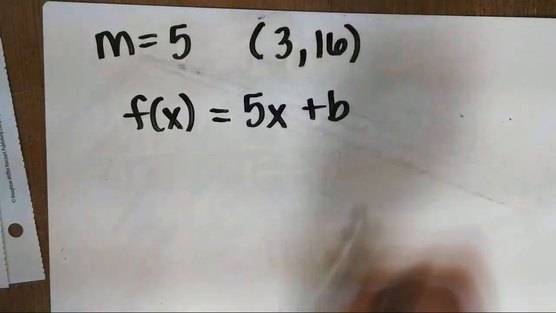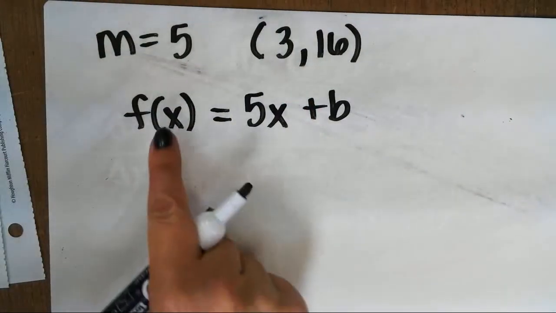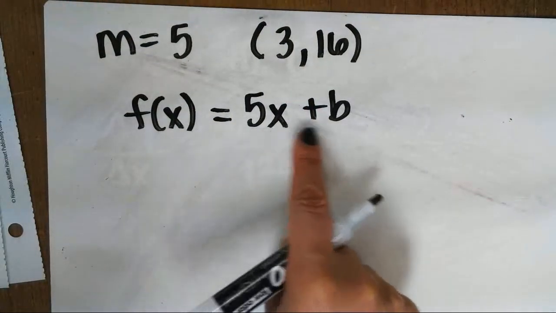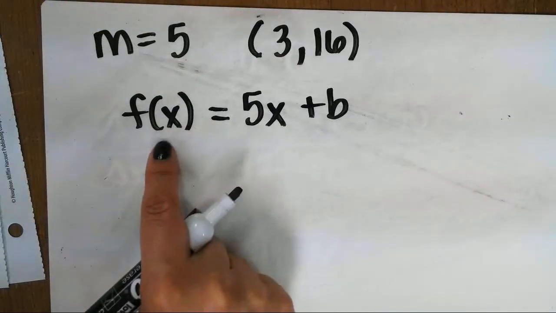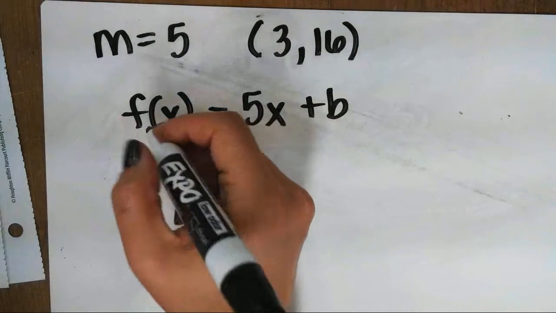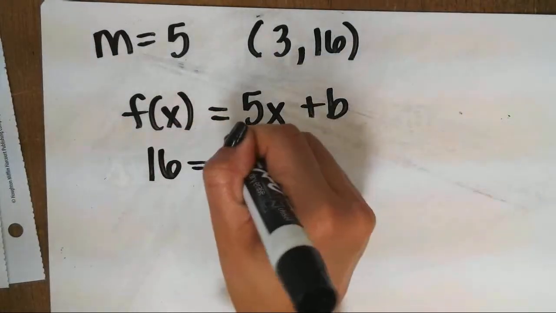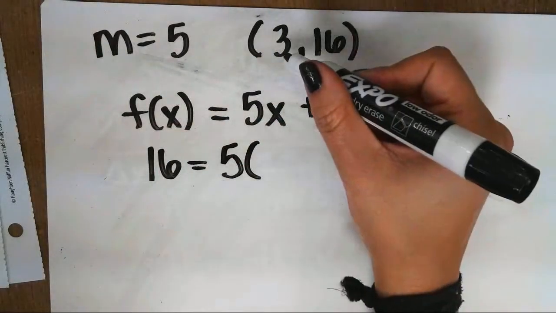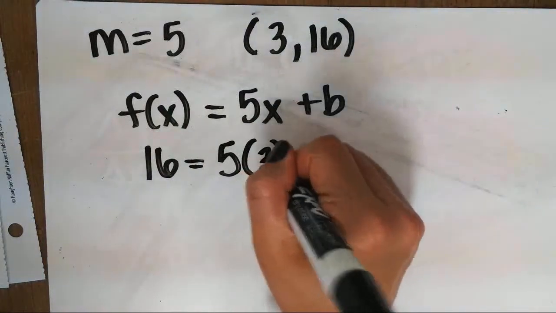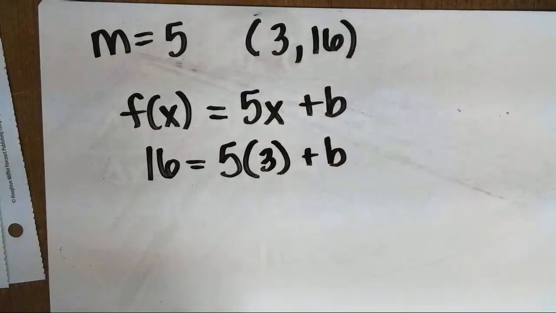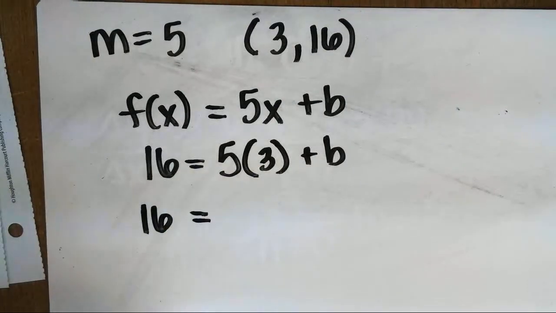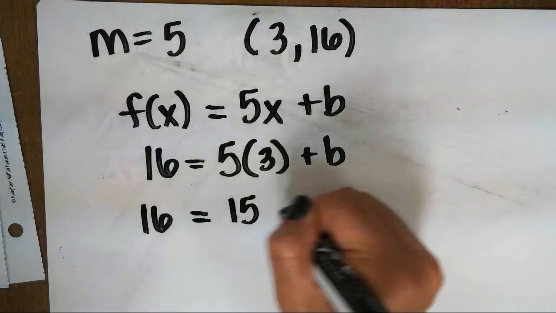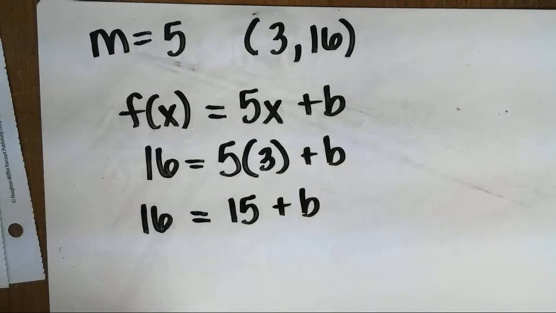Okay, so this is what we have so far. So this is my y equals mx plus b. My m is slope. This is y. So I'm going to substitute 16. I know my slope. My x is 3. My b, I don't know what it is yet. So I'm going to start evaluating. So 5 times 3 is 15 plus b.